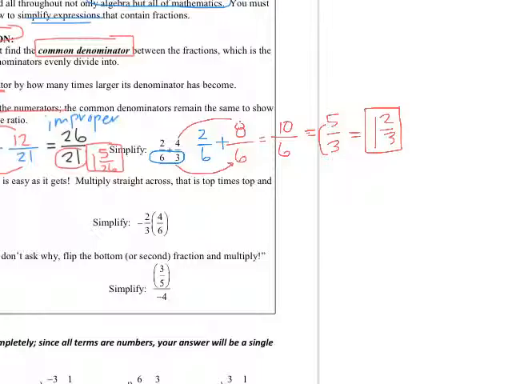So our final answer is going to be 1 2/3. Or you could leave it in the improper form, which is 5/3.